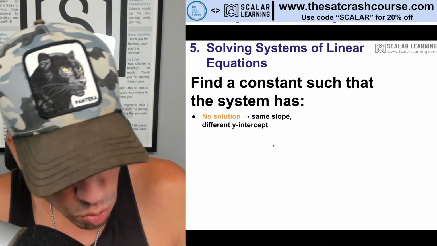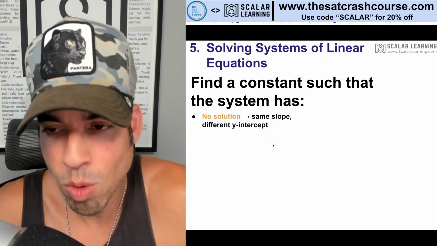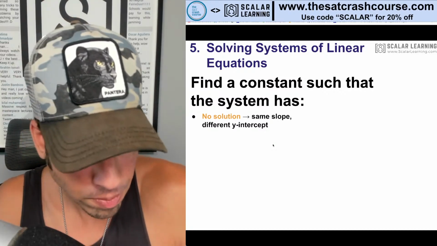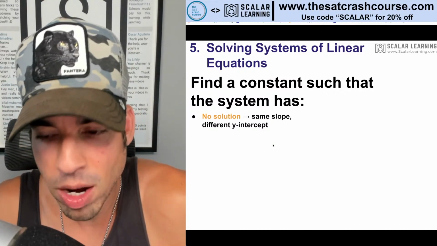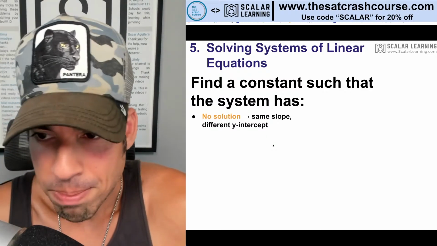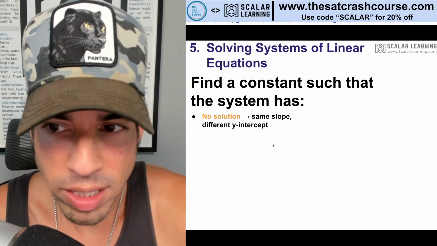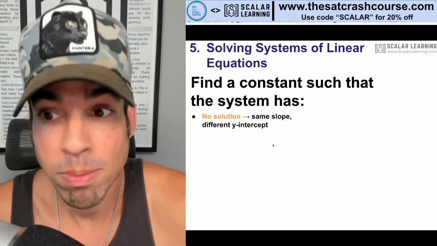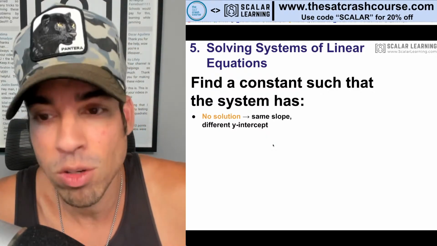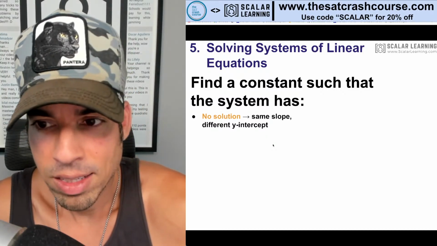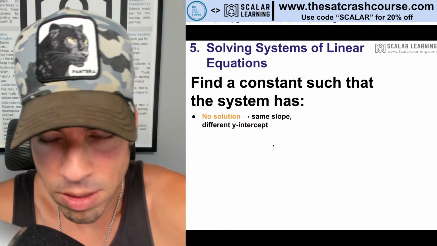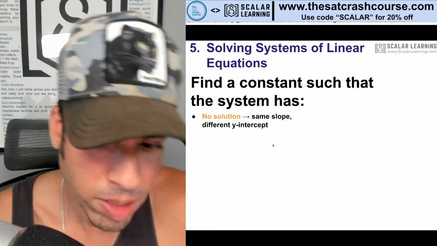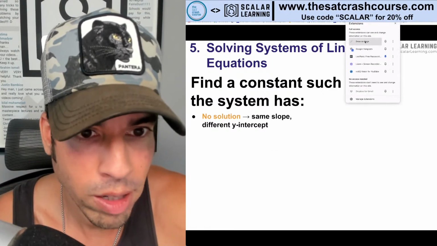So just as a recap, if they say no solution, what we're looking for primarily is same slope, different y-intercept. What that means is you're going to probably want to get these both into slope-intercept form, and there'll be some variable constant like a c or a d that is going to be attached to the slope of one of the lines. So here, let me give you an example, actually. It's probably too abstract if I don't write it out.